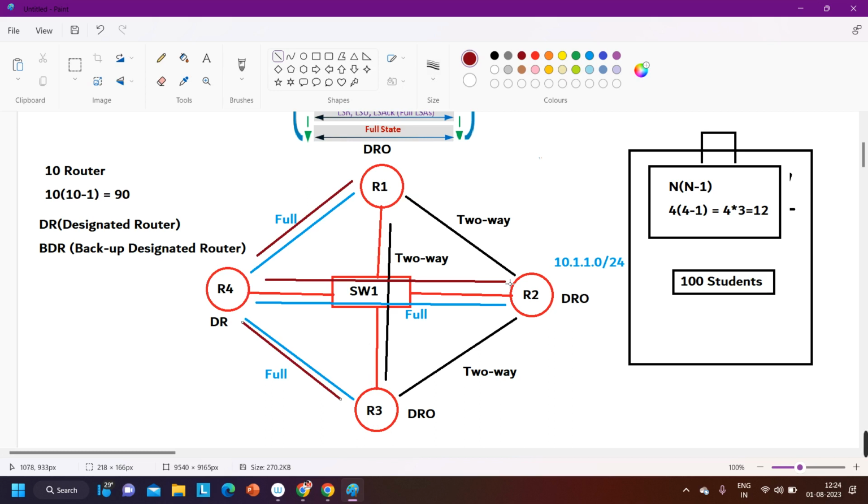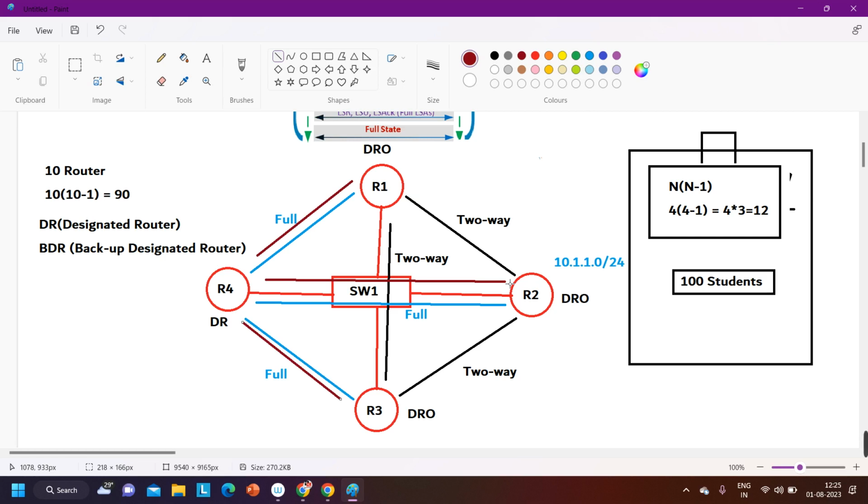So is it clear? Yes. Why do we need DR and BDR? To reduce the flooding in a broadcast network. Do we have BDR in this topology? Yes, one router will be BDR also, but here I have not designated BDR. BDR is nothing but the backup of DR. We will discuss it later, don't worry. Now is it clear, guys?